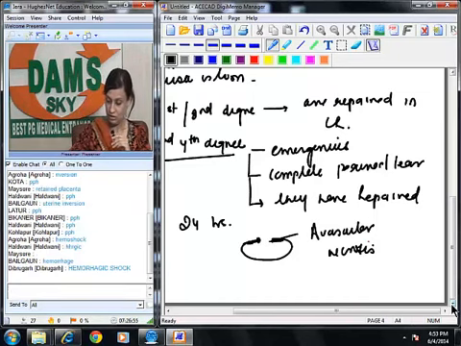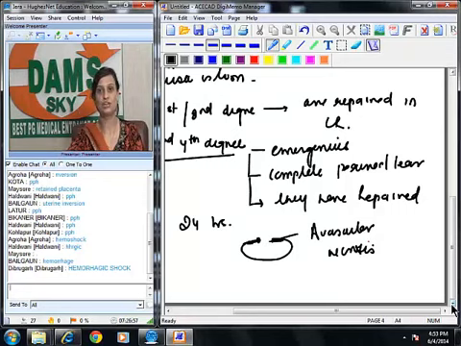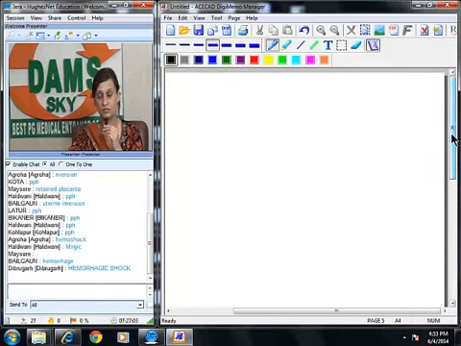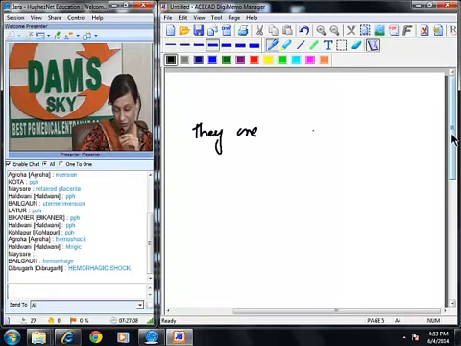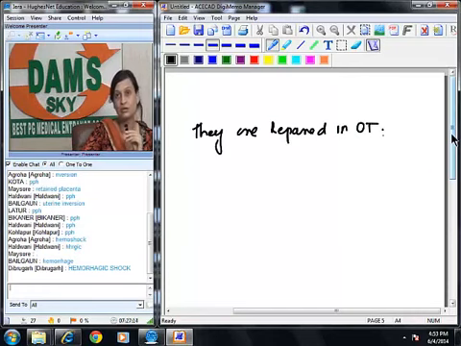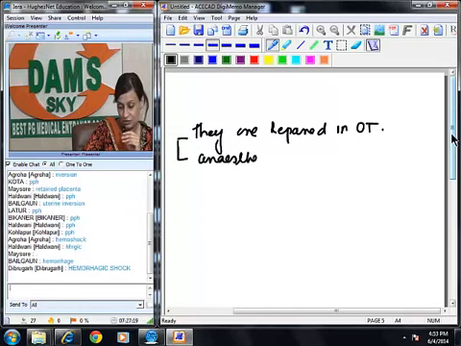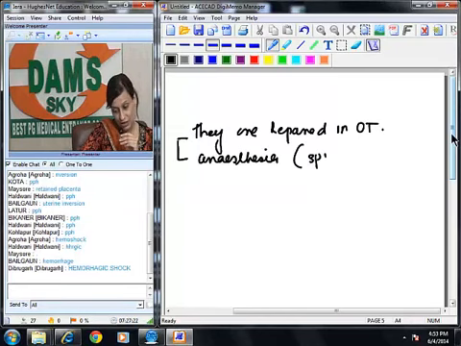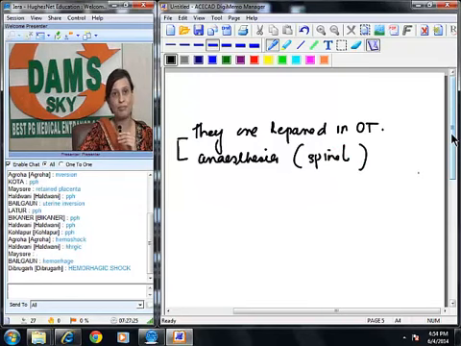Now, the other thing about the third and the fourth degree tear is that they are repaired in the operating room or in the operating theater, and they are repaired under anesthesia. So we need anesthesia. And the anesthesia of choice is usually spinal or epidural anesthesia for this purpose. So they are repaired in OT, they are repaired under anesthesia, and the order is like this.